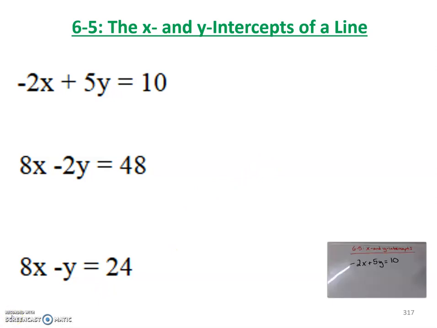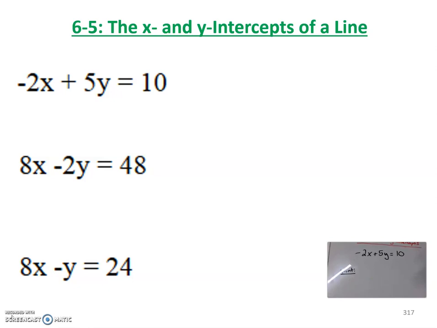Okay, my next example is negative 2x plus 5y equals 10. Negative 2x plus 5y equals 10. So again, I'm trying to find the x-intercept and the y-intercept. What that means is I'm trying to find where this linear equation or line would pass through the x-axis and the y-axis on a graph. Okay, so the first thing I'm going to do is look for my x-intercept.